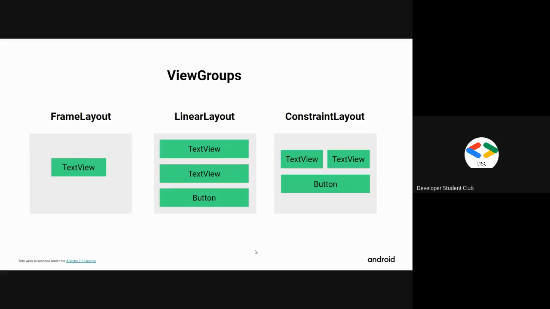View groups. When you combine one or more views into a single layout or single frame, that is called a view group. View group is actually a class. If you're familiar with OOP, you know what a class is. There are different subclasses like frame layout, linear layout, constraint layout. We'll be using one more new layout in this, that is relative layout. I'll explain that when I actually create the application.